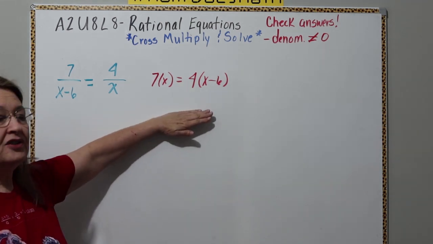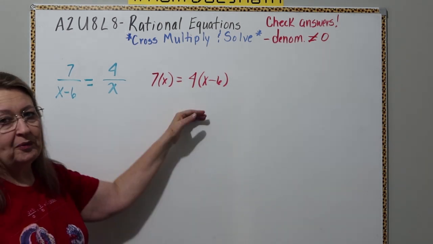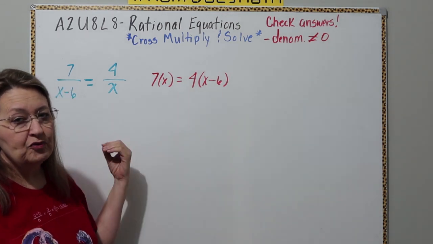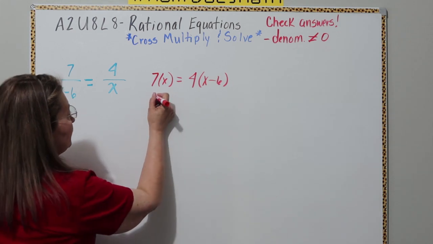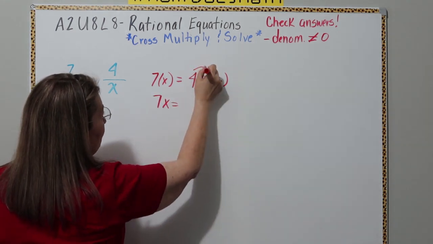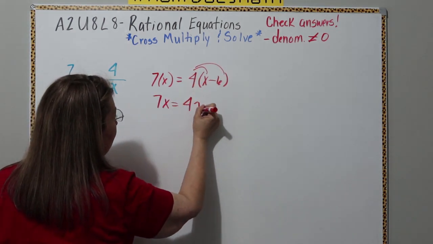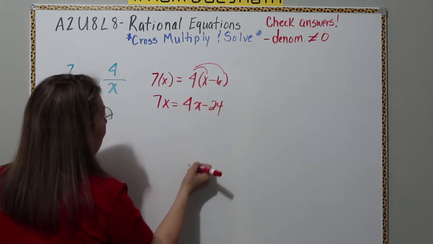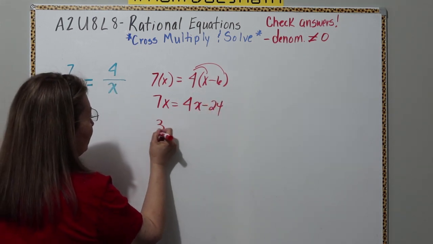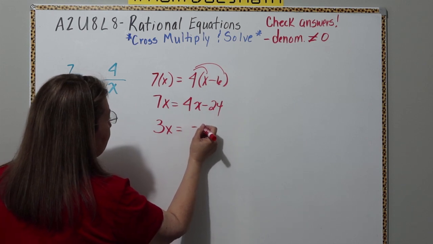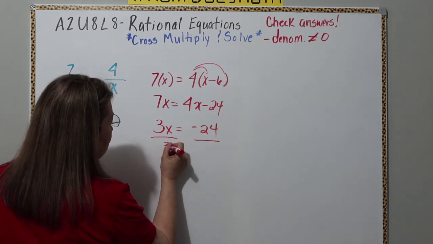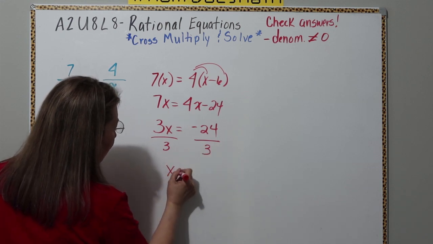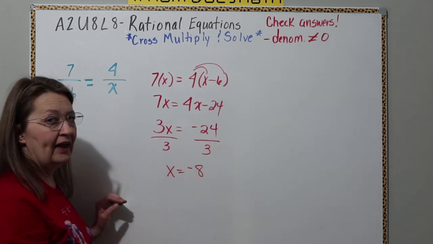Now, the equation solving is usually where most people have problems, and this is previous skills. But I'm going to step through it pretty slowly. 7 times x is 7x. When I distribute the 4 in here, I get 4x minus 24. Subtract 4x from each side, gives you 3x is equal to negative 24. Divide both sides by 3, and x is equal to negative 8.